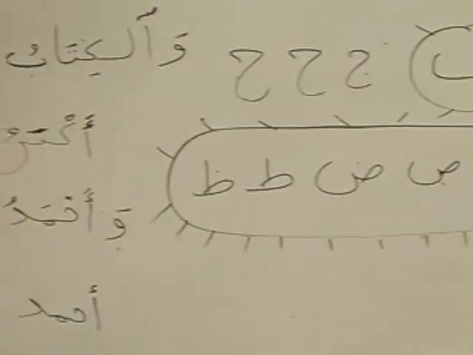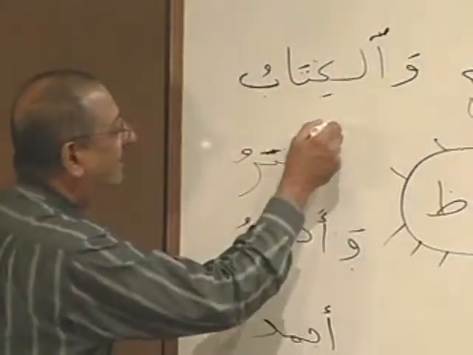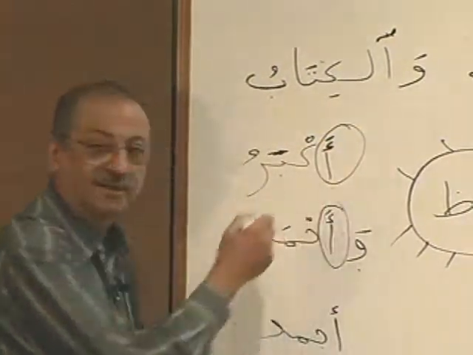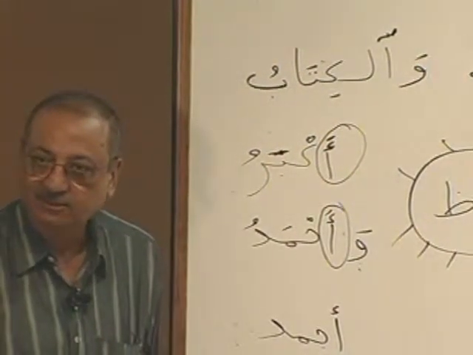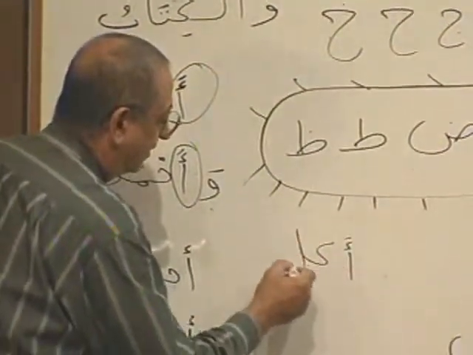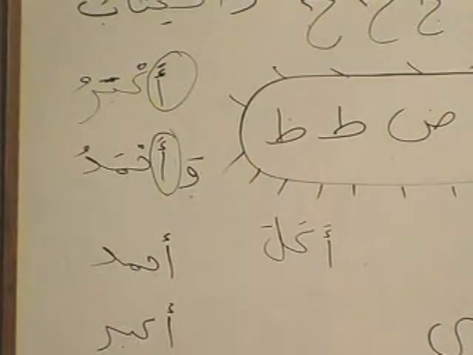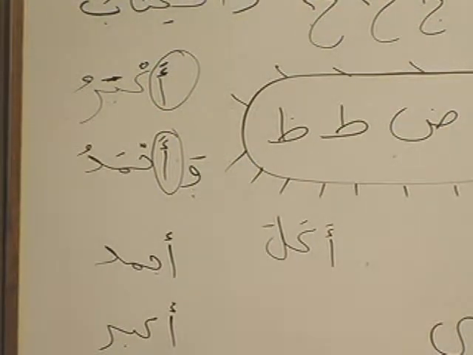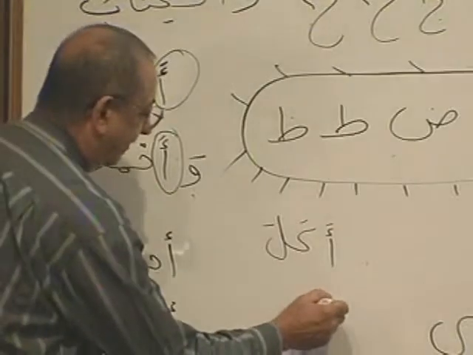Yes, sister, a moment. Hamzatul Qata, I will explain you later on, inshallah, in detail, when it comes. But it is very simple. You will always see something like this. Are you with me, brother and sisters? What is this? Akala. This is a verb. We will be learning soon. Okay, what is this, brother and sisters?